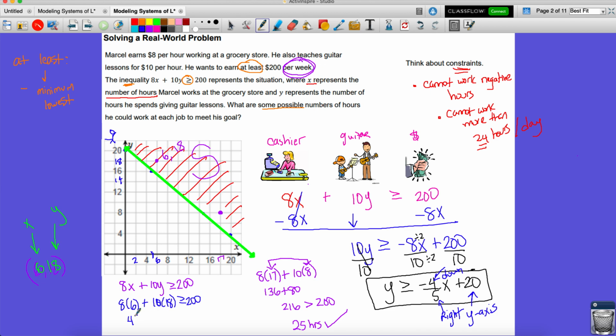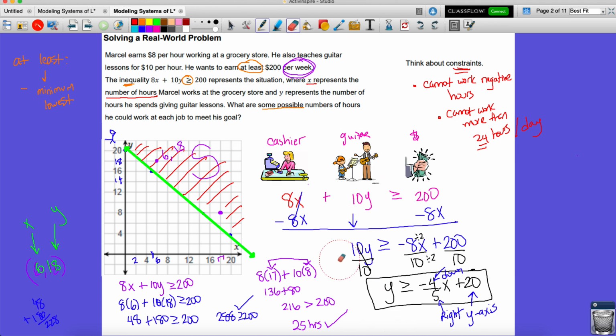So this is 48. If he works 6 hours at the groceries, he'll make $48. And if he works 18 hours as a tutor for the guitar, he'll make $180. And when you add this up, 48 plus 180 is 228. So he'll make 228, which is definitely greater than or equal to the 200 he needs.